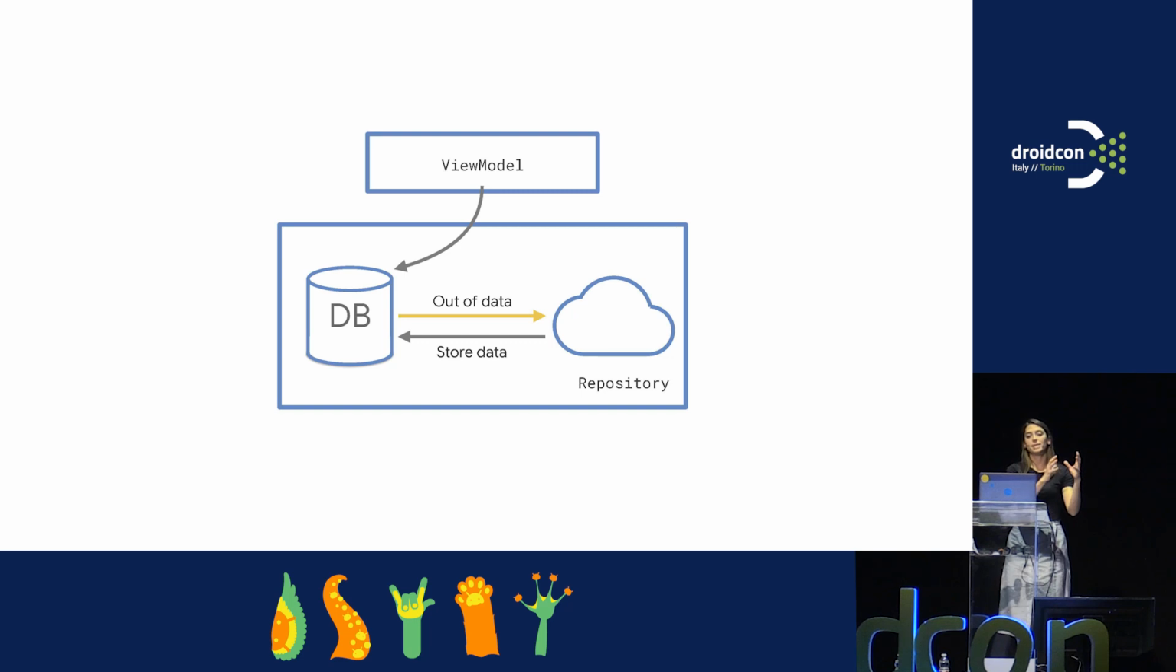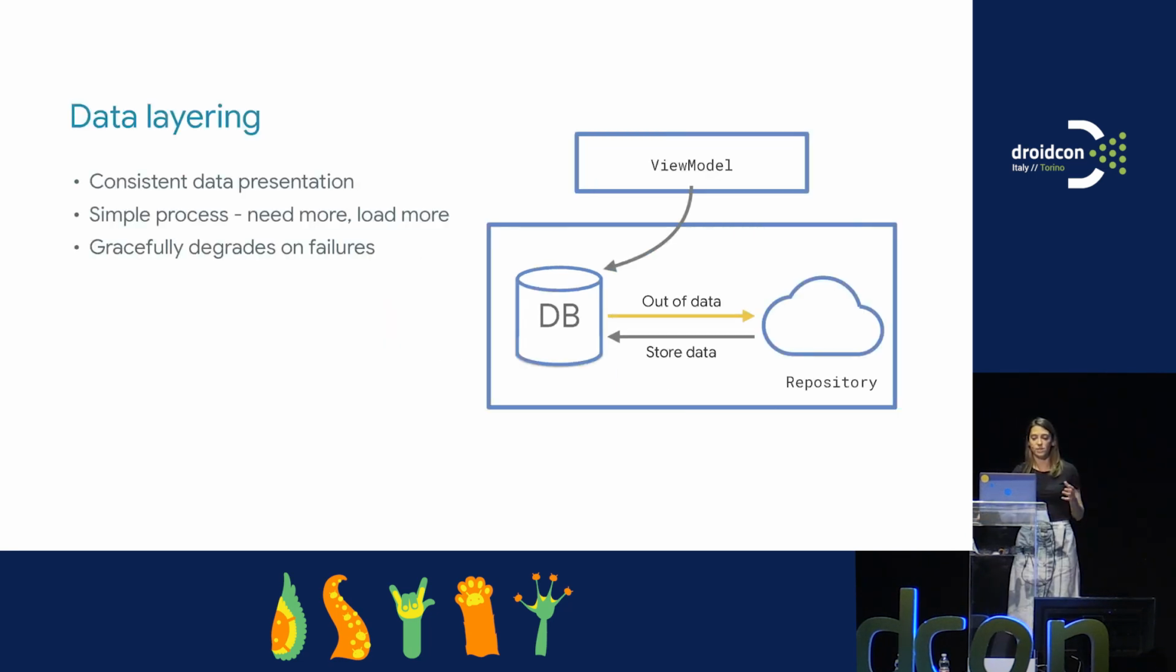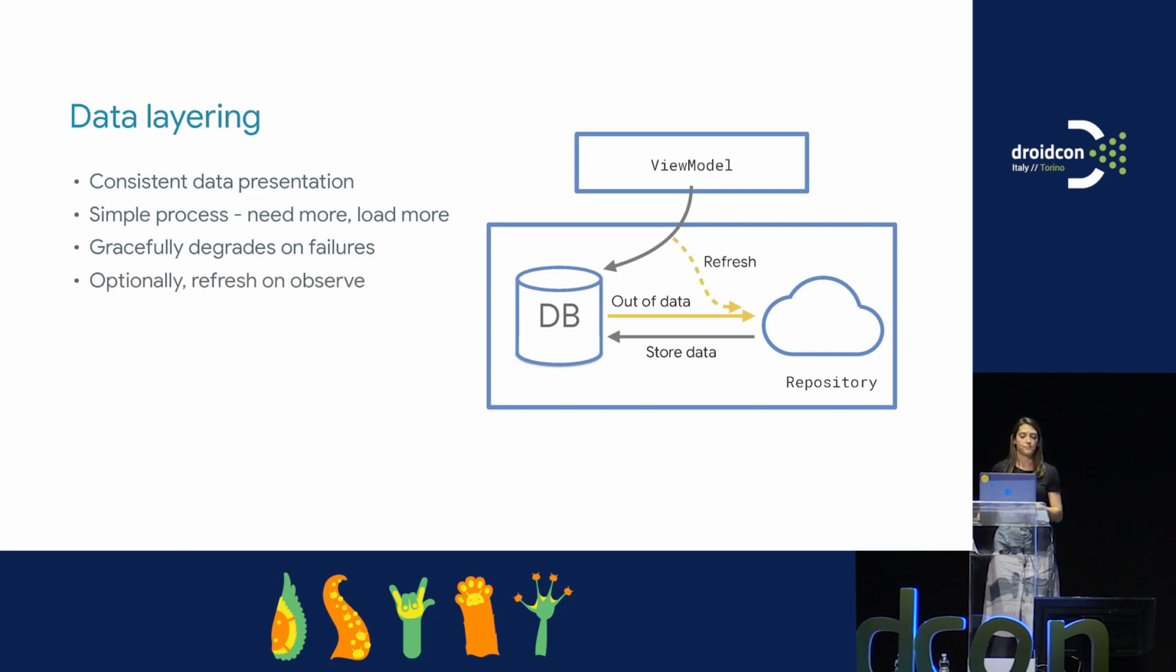Having the database as the main source of truth for your data, and only when we are out of data do we request data from the network, and then store the result in the database and emit a new live data based on it, a new list in live data. This means that we have a consistent data presentation. We're just getting the data from the database. It's a simple process. We need more, we load more.